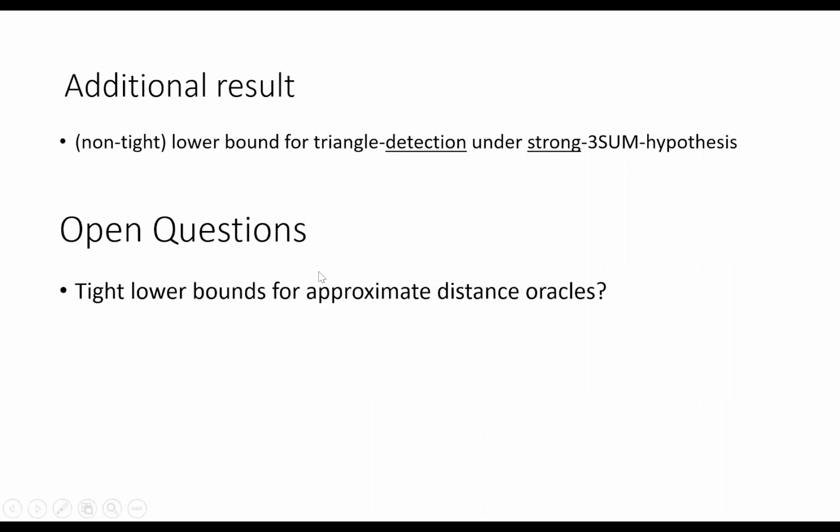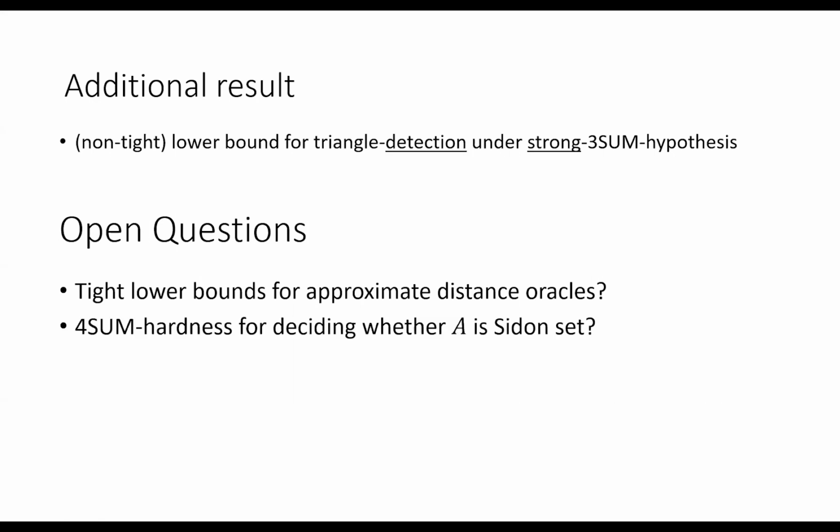Now let me mention some open questions. First, can we get tight lower bounds for approximate distance oracles? Currently, we have a factor of 2 gap on the denominator on the exponent. And the second question is, can we show foursome hardness for the problem of deciding whether the input set A is a Sidon set? So currently we know how to show threesome hardness, but for foursome hardness, it's not clear because the self-reduction for threesome does not work for foursome.